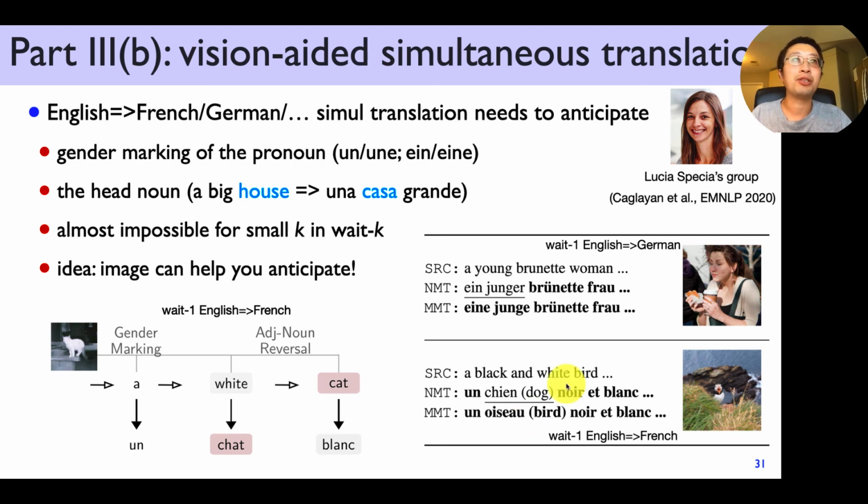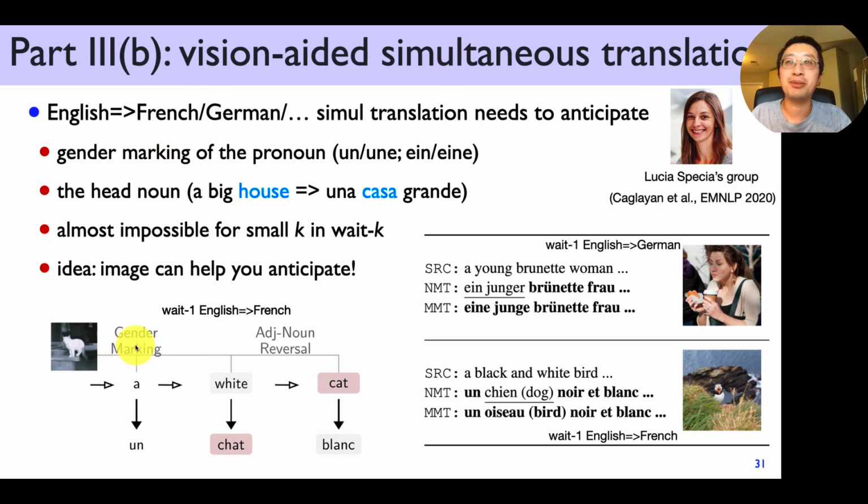In fact, Lucia Specia's group has explored that a lot. And here's the example of English to, say, French or German or Spanish simultaneous translation, where you need to anticipate a lot of things, especially in wait-1. They actually use wait-1 because it's the smallest wait. You have to be really in sync with the source speech, only one word behind. But the word order is different between English and French, and also between these different languages. And also you need gender markings on the non-English European languages like French, German, Spanish, Russian, Italian, whatever, right?